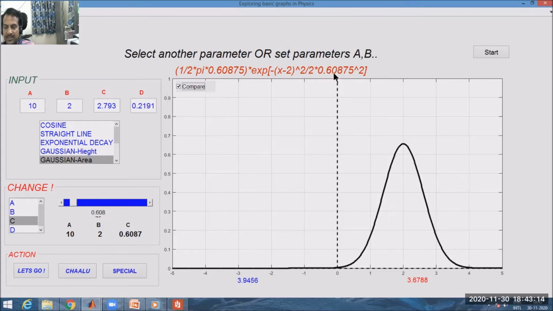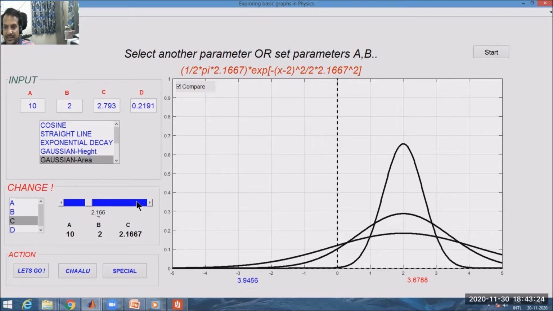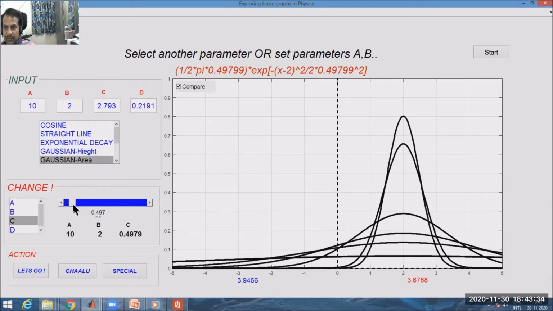Presently at 0.60, let us increase the parameter c. The width has increased, the height has decreased. Still more, further down, and we can go further up.